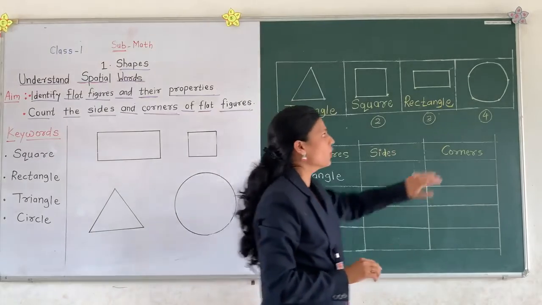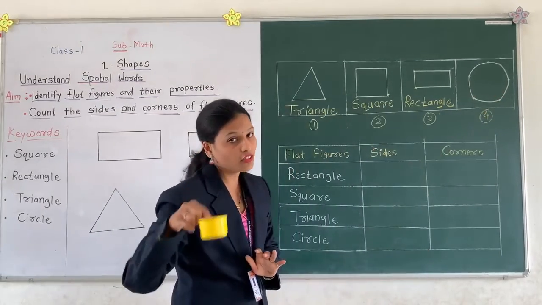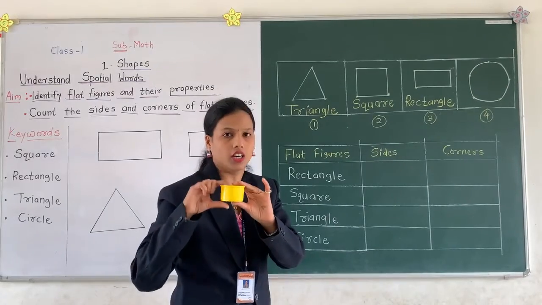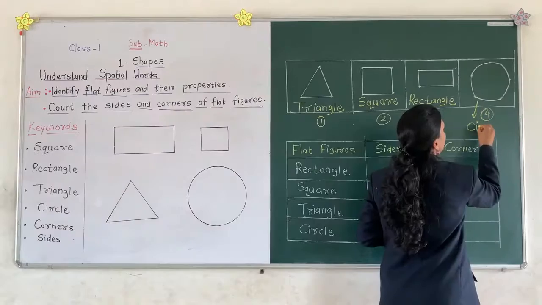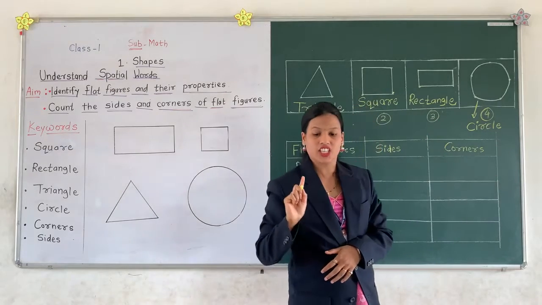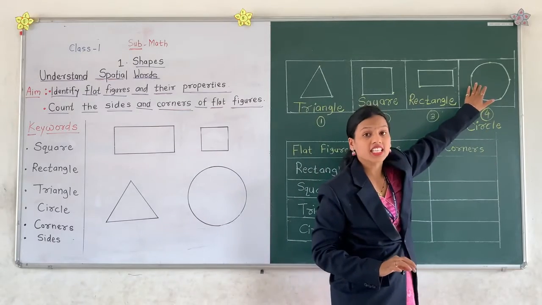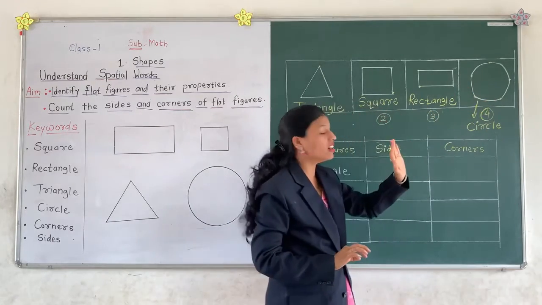And the last one is, when you draw the outline of the curve, the name of the shape is circle. What is it, students? Circle. Repeat after me. This is a circle. So what did we learn?